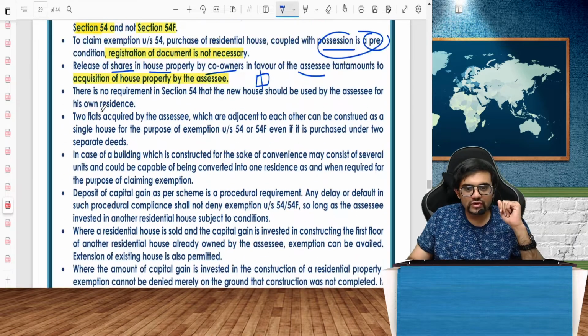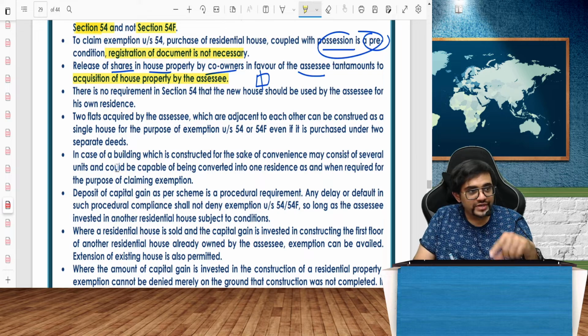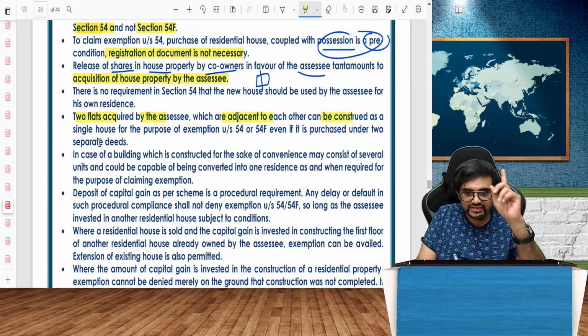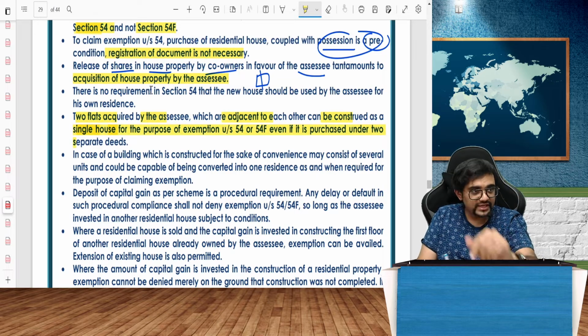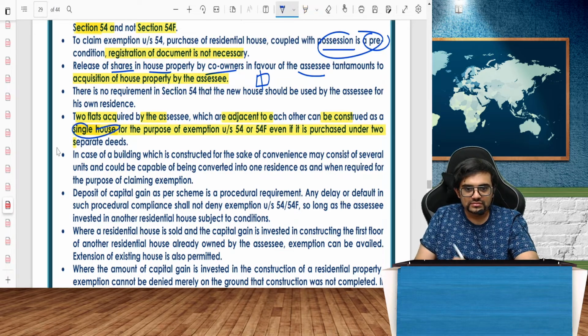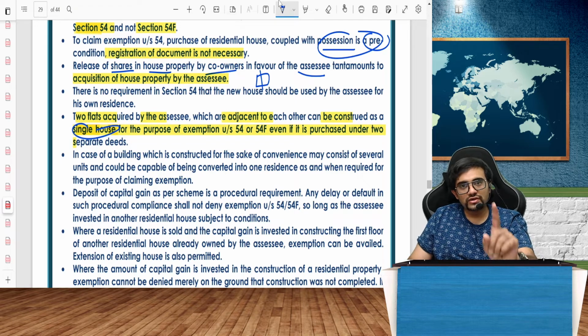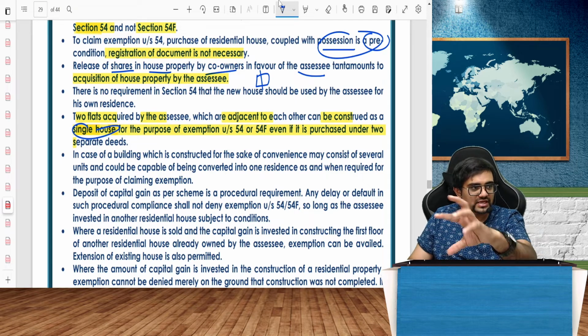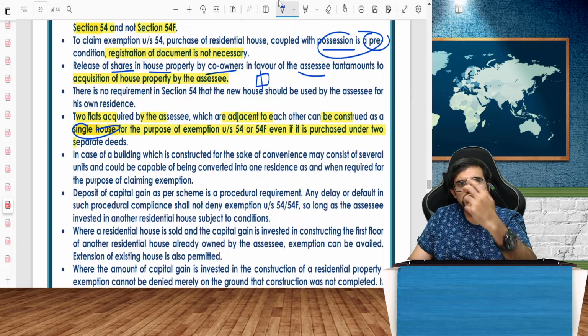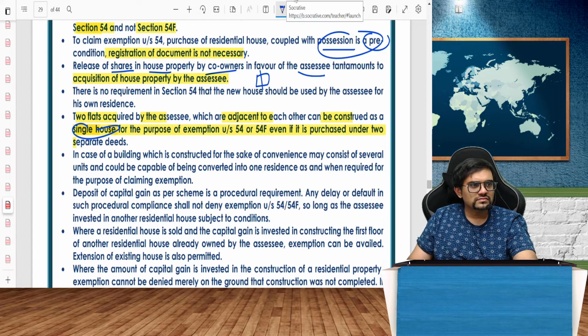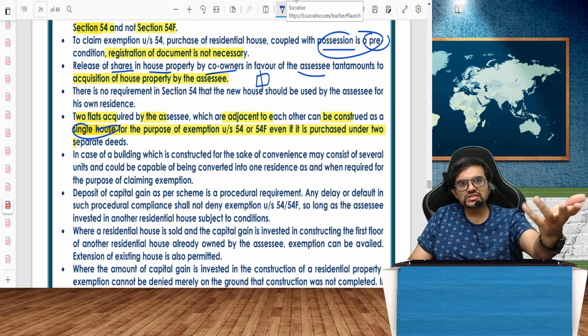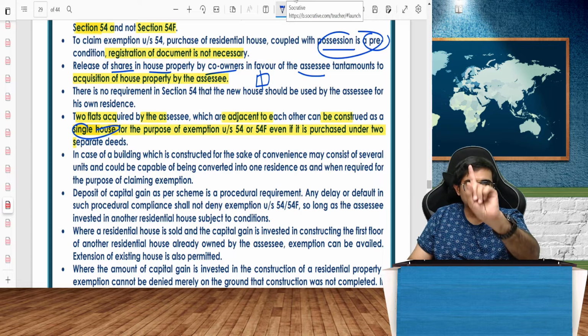This also went to court, see? All these are court decisions, important for the exam. 2 flats acquired by the assessee which are adjacent to each other can be considered as a single house. See, deadly. Are you living in 1 house only? Yes, I just combined. Joint family is there. I want 2 houses, I convert to 1 house. 1 house or 2 houses? 1 house.